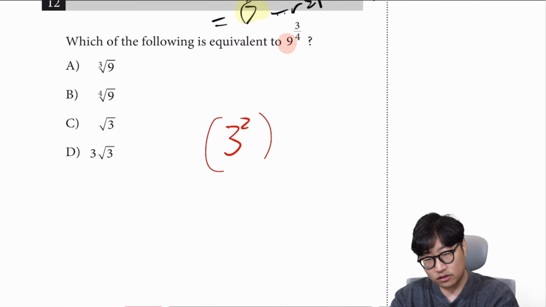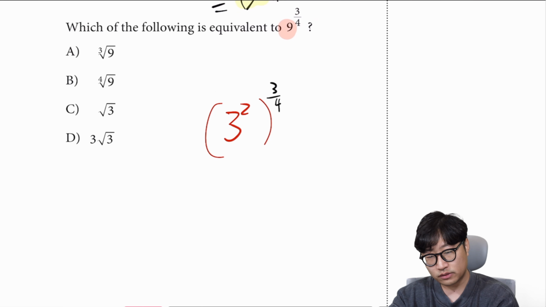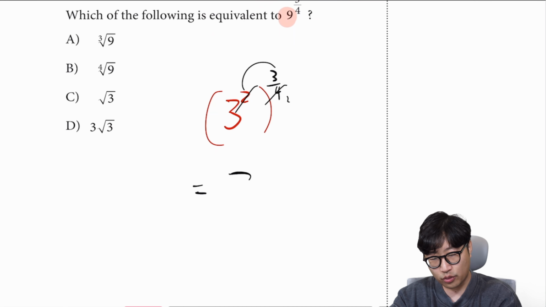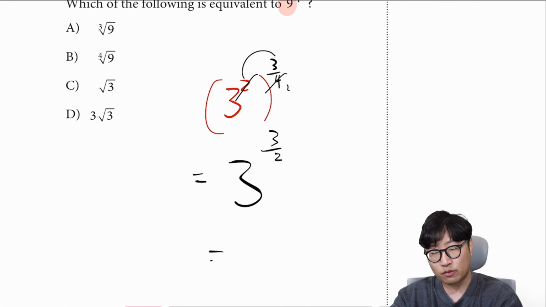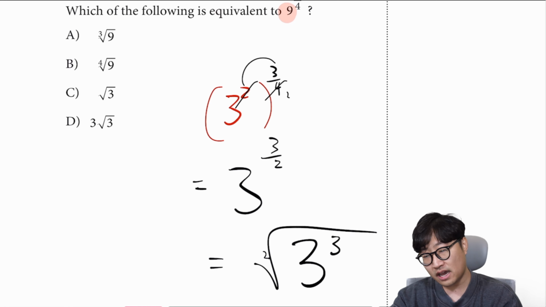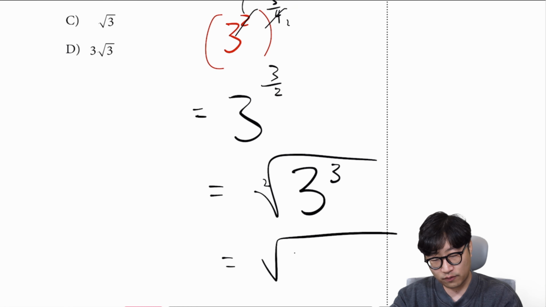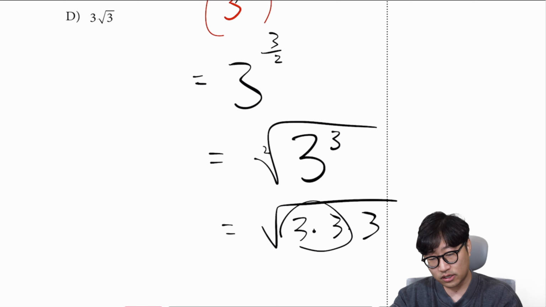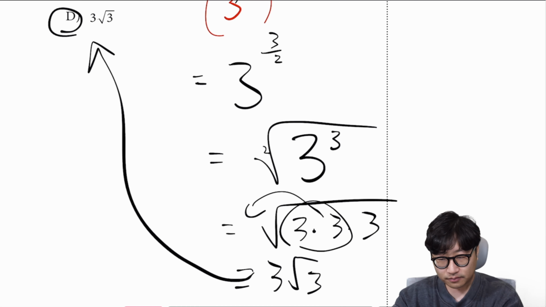And then you keep that same 3 to the 4th power outside. Multiply that so you can cancel the 2's. So that would become 3 to the 3 over 2 power. So that would be equivalent to, out of the square root, you have 3 to the 3 inside. So that'll be square root of 3 times 3 times 3. I'm going to take that out, and that'll be 3 radical 3, making it answer choice D.